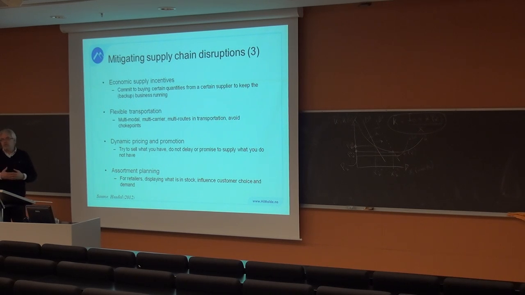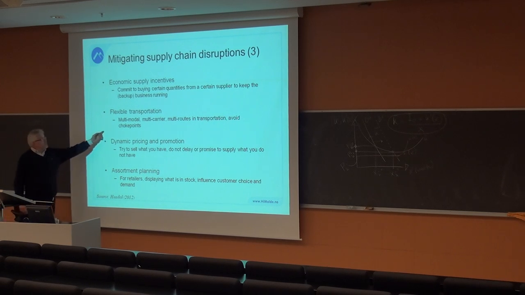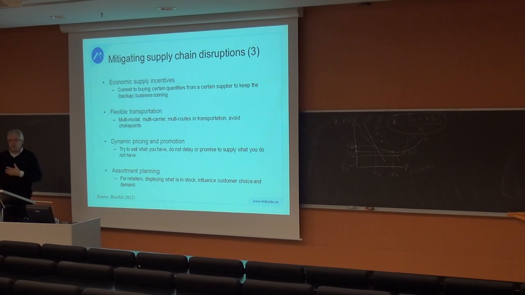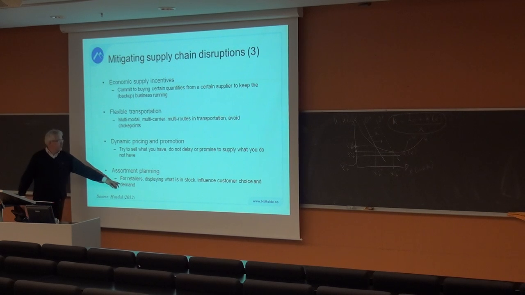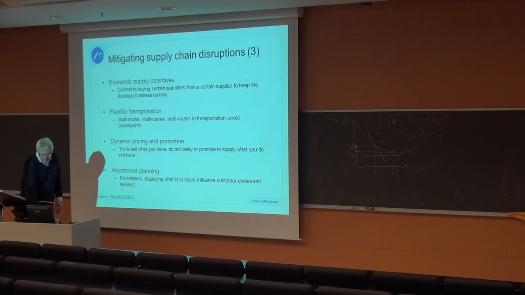planning the production so that it goes without the big tops and the fluctuation in demand, volatility in demand. Flexible transport goes without saying. Dynamic pricing, I have mentioned that already. And assortment planning goes together with this, that you can use the price mechanism to influence customer choice and demand and get rid of your product in time before they become obsolete.